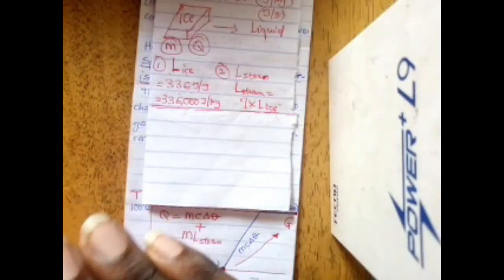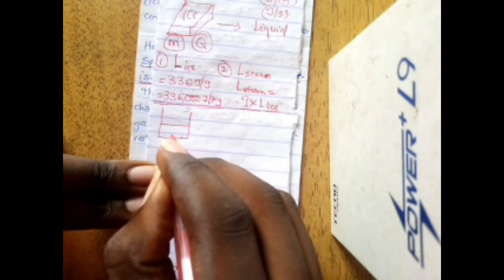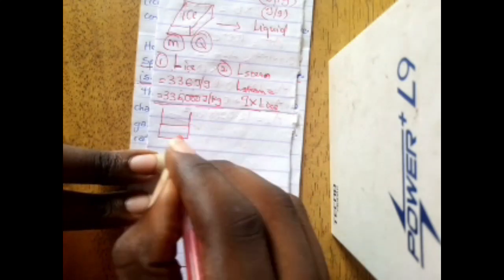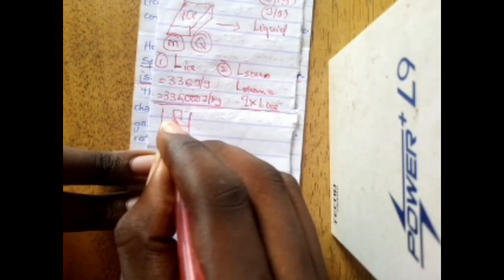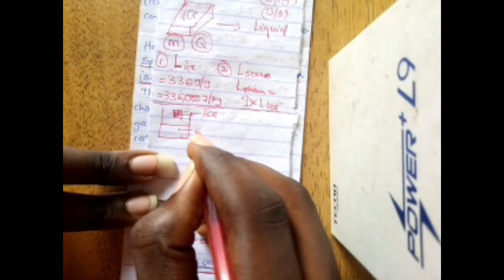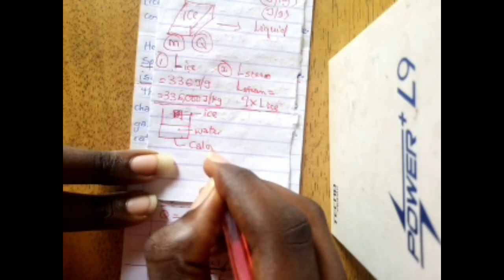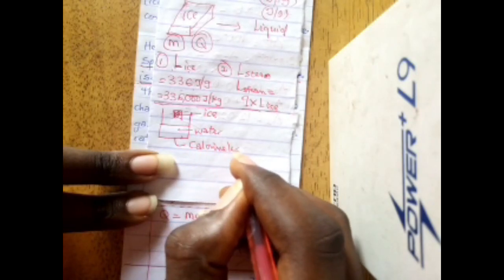Now, a simple experiment before we look at some examples. We are asked to find the latent heat of fusion of ice. And you have a calorimeter, and it has water. You have an ice cube, and this is water, and this is the calorimeter. Okay, a simple experiment to determine the latent heat of fusion of ice.